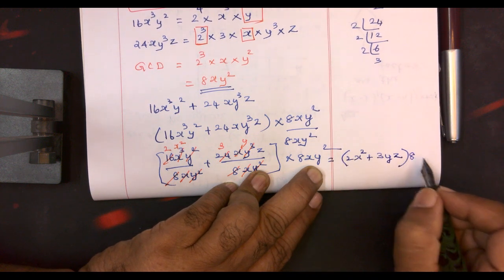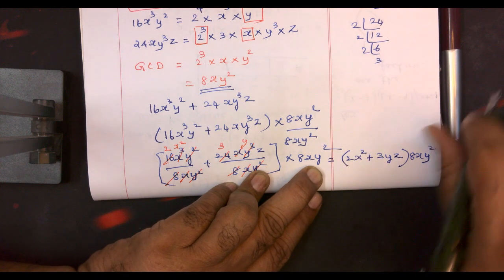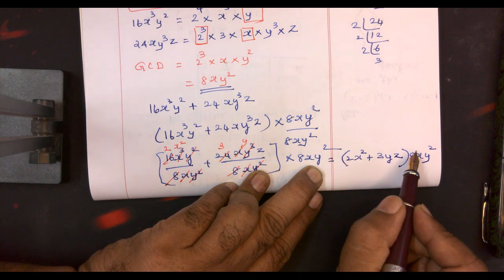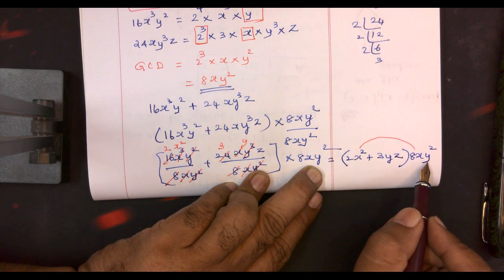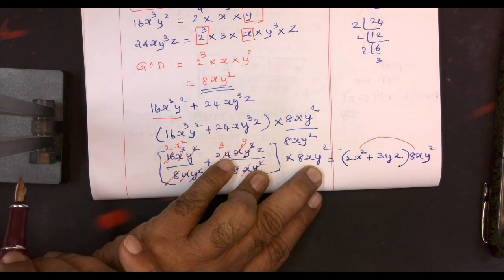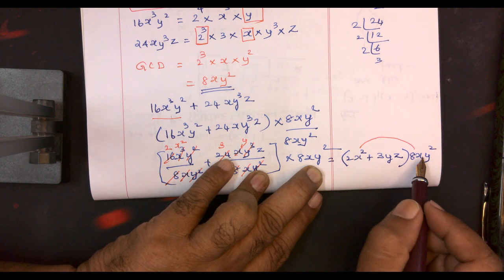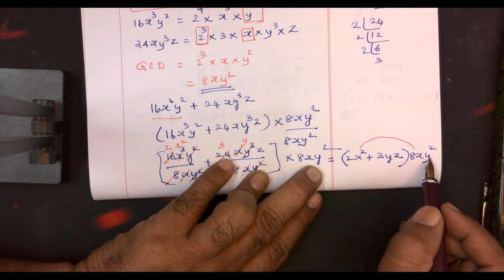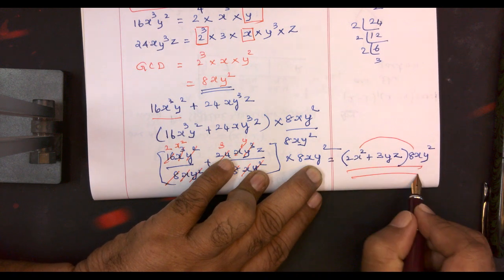Now 8xy squared. Now you can check, this is the expanded form, you can check 2 into x squared into 8xy squared. What is the result? 16. Okay, the same result is obtained. 3y squared into 8xy squared. So 8 into 3, 24, and you have got 8. Then y squared into y cube, then z. So our answer is correct.